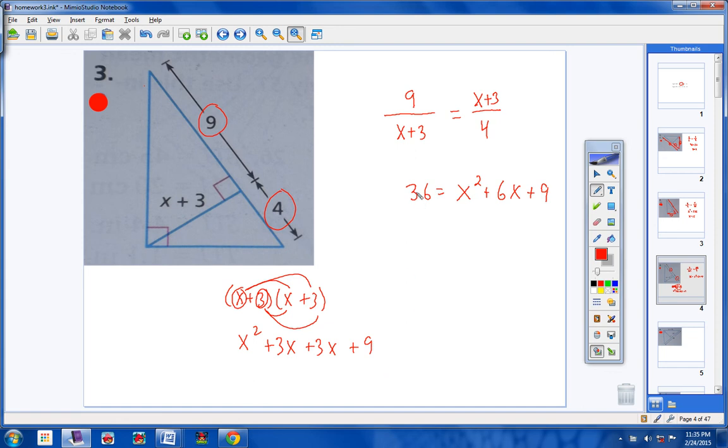So in order to get one side equal to 0, I'm going to bring this positive 36 over and make it a negative 36. So now I'm left with 0 equals x squared plus 6x minus 25. Okay? Now let's continue on.